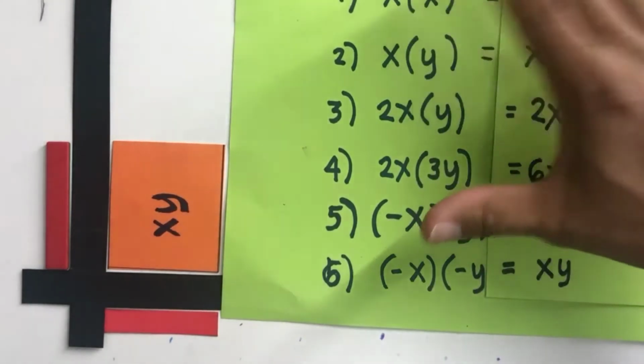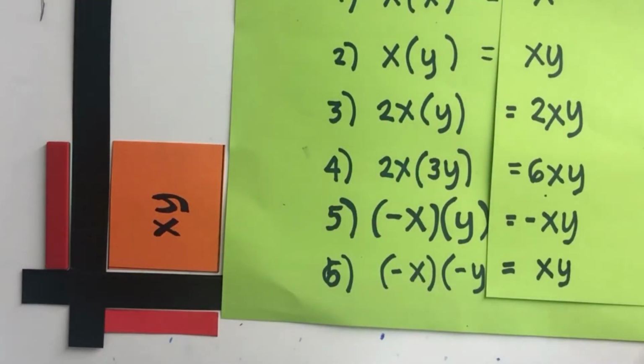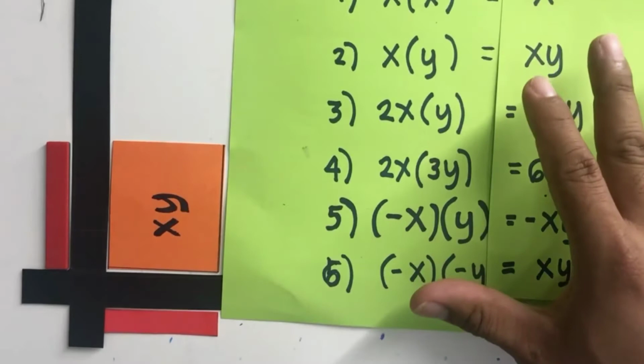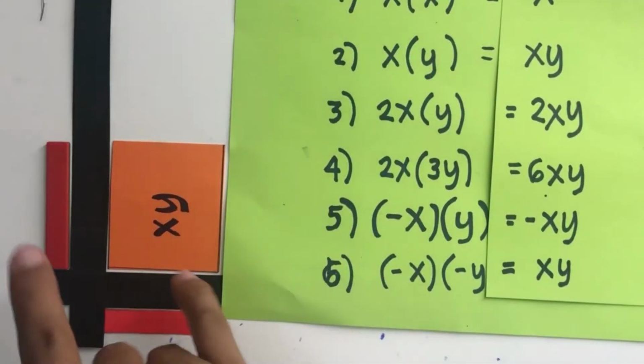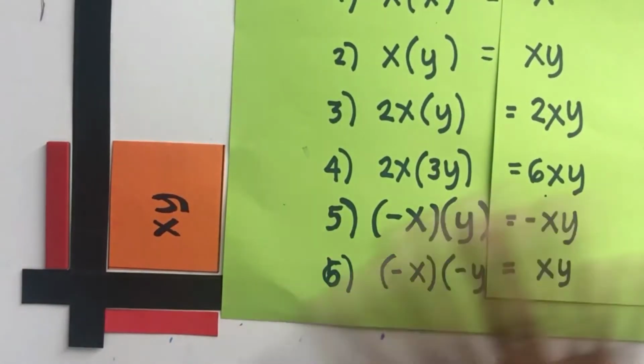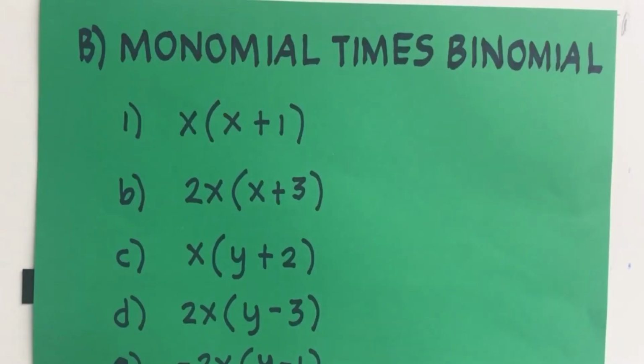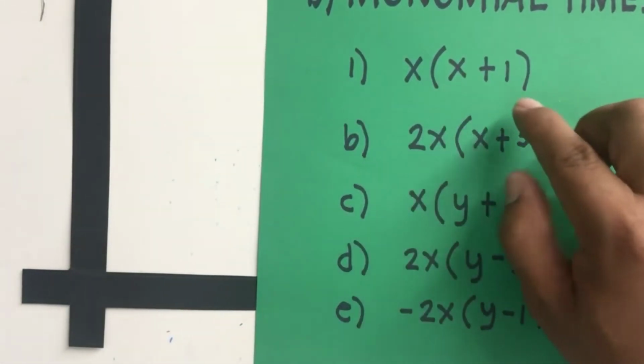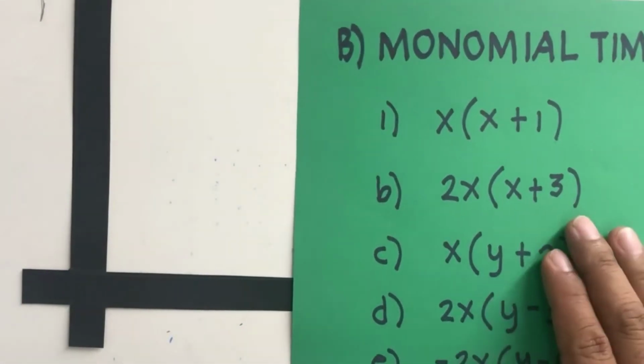So don't think of this xy as a very abstract thing. They represent something, and one application of that would be in dealing with areas. But there are so many other applications of that. Now this time, let's move on to multiplication of monomial times a binomial. If we are going to multiply x times x plus 1, how do we represent that visually?